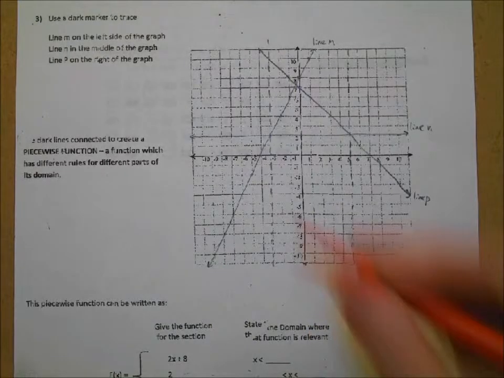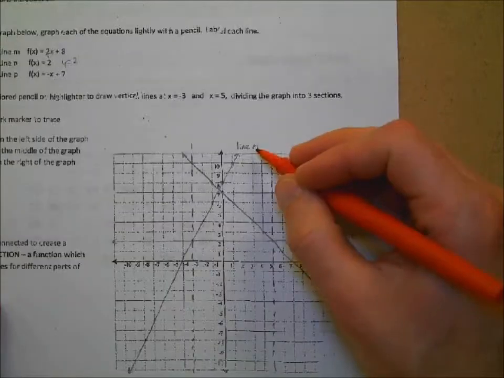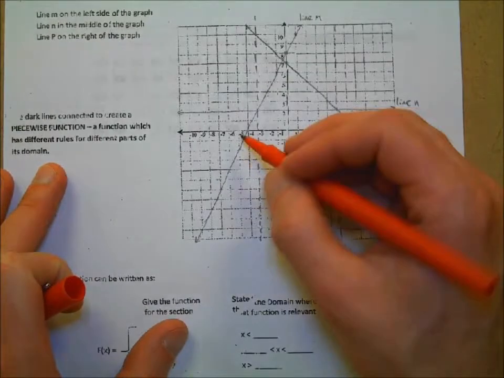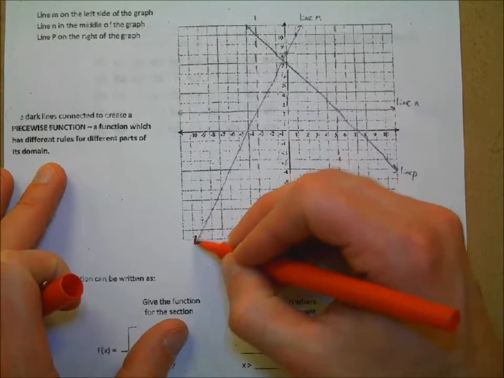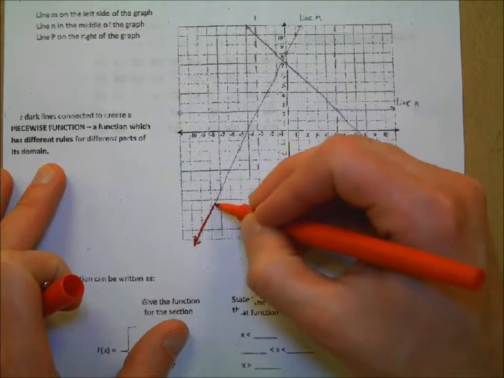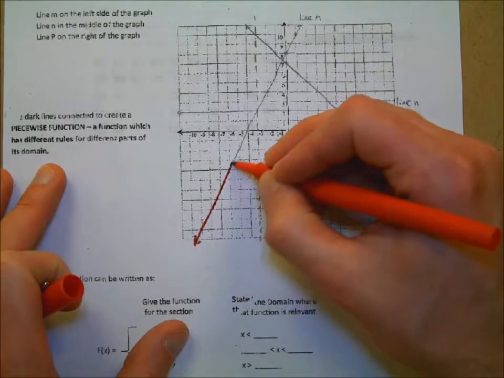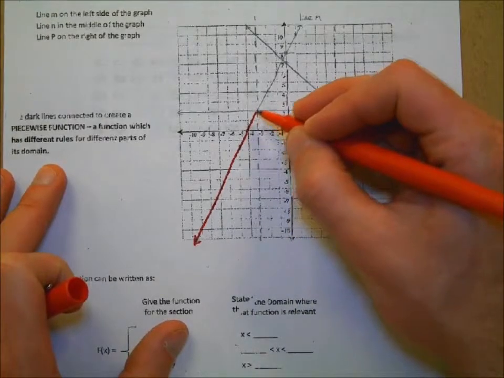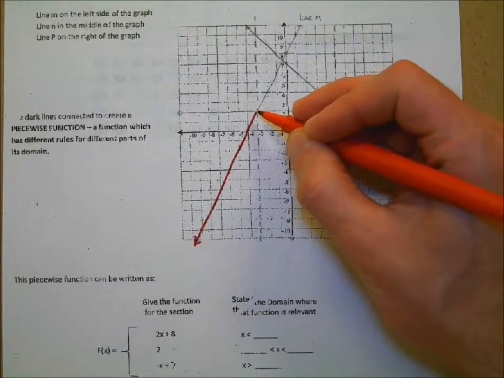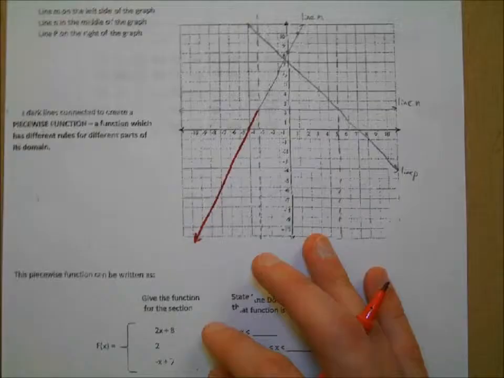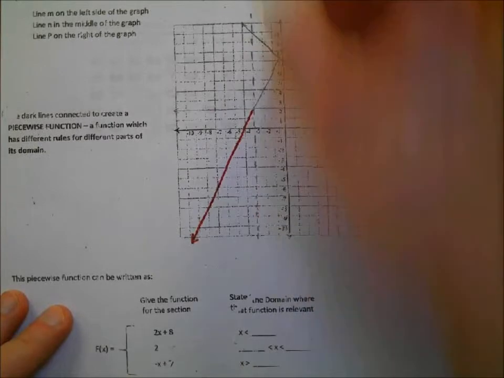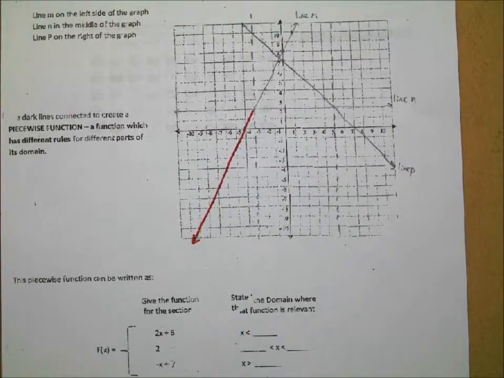So here's line M. How do I know that? Because I labeled it up there. I'm going to trace it on the left side of the graph. So watch this. Here's the left side of the graph, still on the left side, still on the left side. Stop. There, I get to my border. So that's what you should trace, what I just traced, all the way to that border line, the dotted line right there.